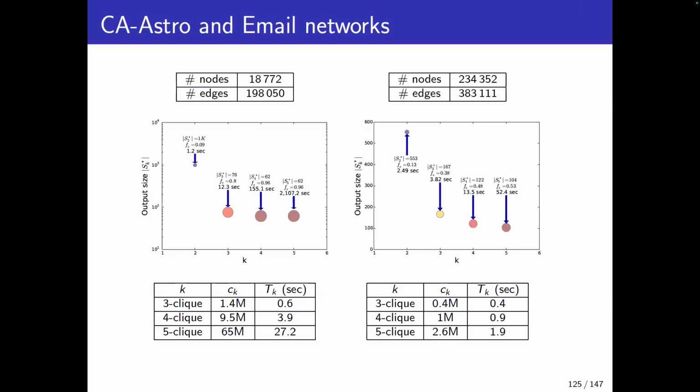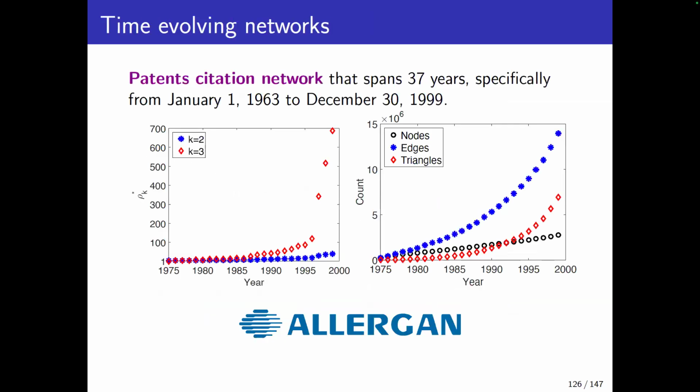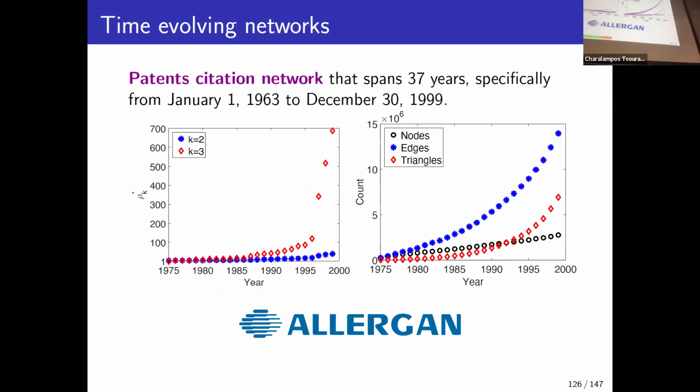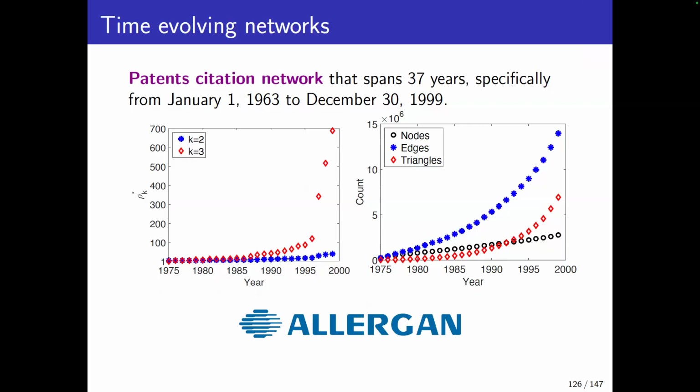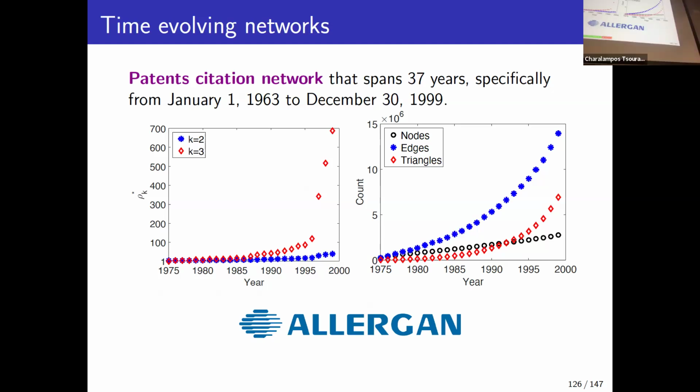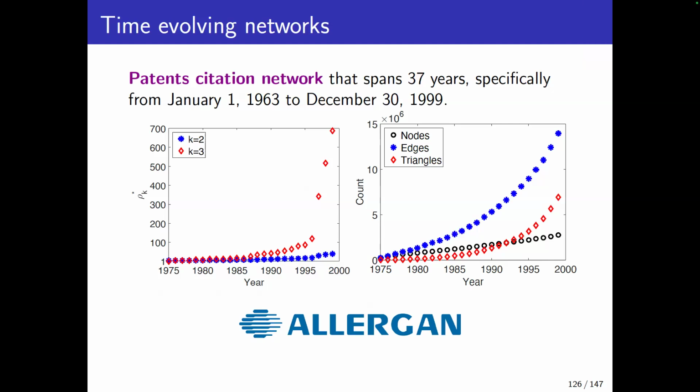And this is where all these concepts of sparsification that I was discussing before come into play as well. Let me show you something more. We solved the triangle densest subgraph problem and the densest subgraph problem, so k=2 and 3, for a time evolving data set. And we noticed that you can actually see the number of edges and the number of triangles. But if you look at the optimal solutions for every year, the triangle density explodes.